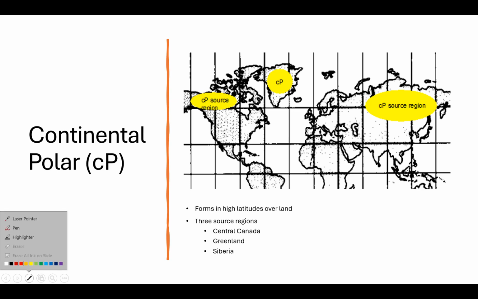All right, so let's look at some interesting facts about continental polar air masses. First things first, they form at high latitudes over land. Continental land, polar high latitudes. The three source regions are indicated here on this particular map. We have a continental polar source region over central Canada and the Northwest Territories as well. We also have a continental polar air mass over Greenland. And then we have a continental polar source region generally located over Siberia.